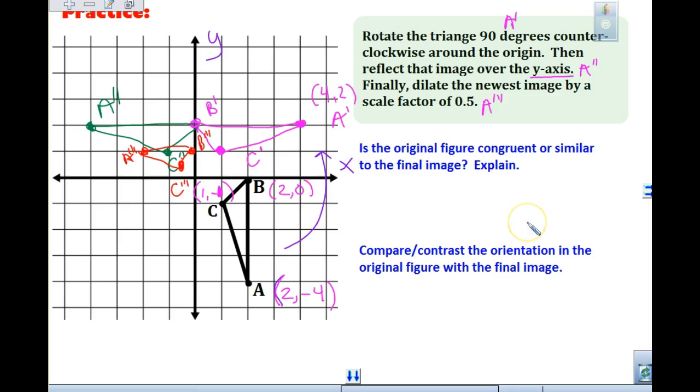So it says, is the original figure congruent or similar right now? I want you to answer, is it congruent, the red one to the black one? Congruent or similar? Similar. So, we are talking about it being similar. The definition of similar is what, Nick? It has the same shape, but it's not the same size. So, same shape, same angles, different sizes.